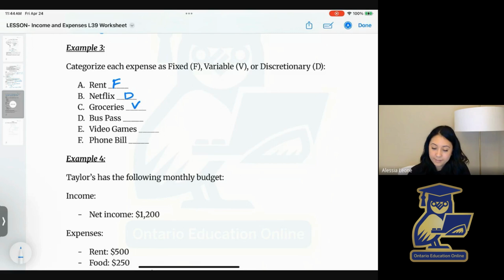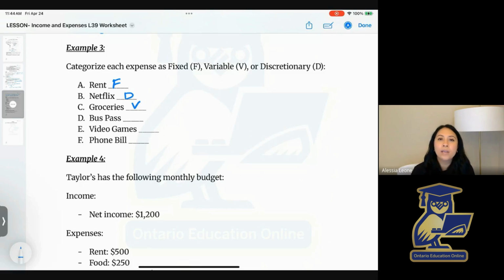A bus pass. Now, a bus pass, I feel like that depends. Some people do need transportation to get to work and to get to school, but a bus pass sometimes is like a Presto pass where you load money and you just pay as you go. If you use a bus 5 times a week, you'll pay more that week than if you use the bus 3 times the next week. So that would make it variable.